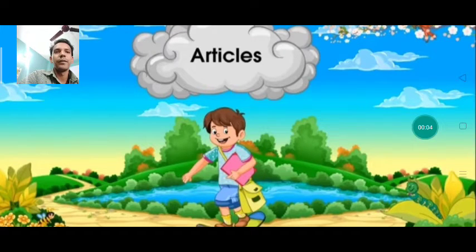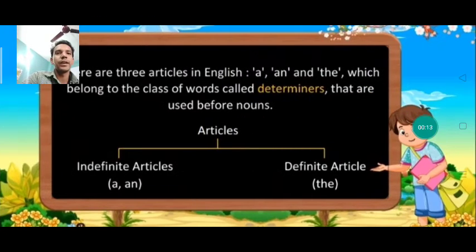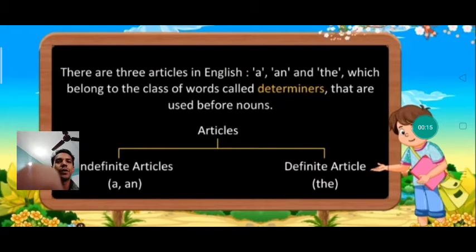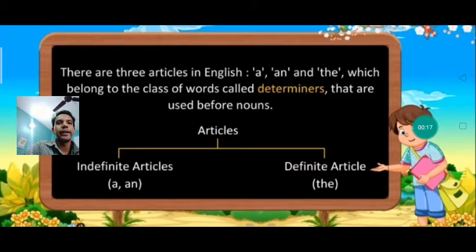This is the second video of the week and this is the first video of the lesson articles. So in this lesson we are going to discuss and study about articles. There are three articles in English: a, an and the, which belong to the class of words called determiners that are used before nouns.